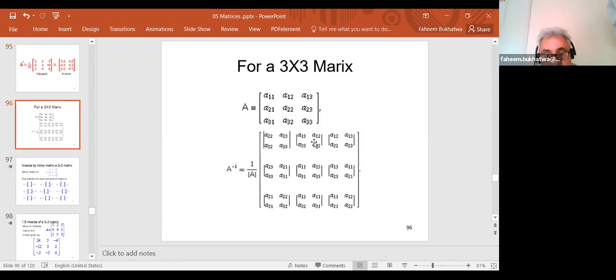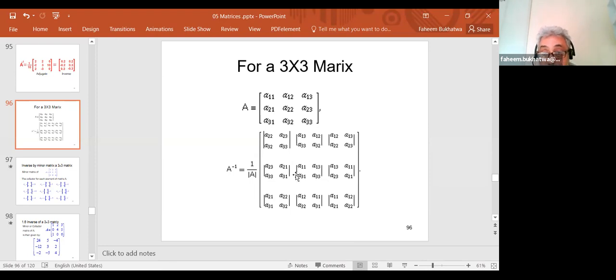So here's the actual formula. Okay, now that's what we got. If you want to do 3 by 3, you need to find out the determinant, which we've done. So it's 1 over the determinant multiplied by the adjugate of the matrix. If it was 2 by 2, it's easy. You swap those 2 and change the sign of those 2.